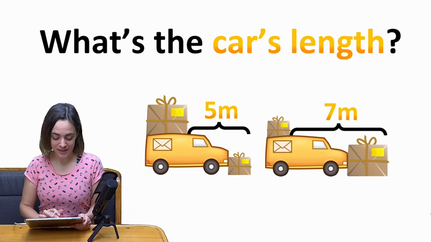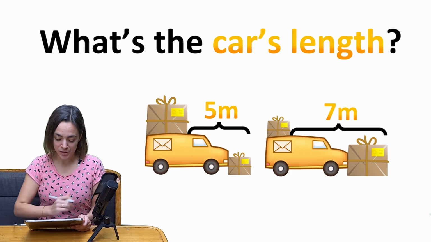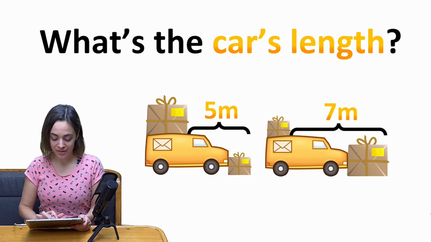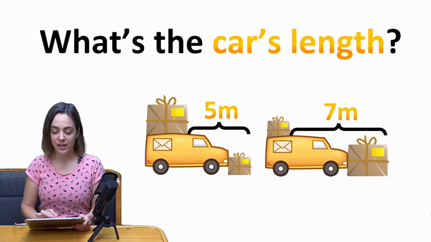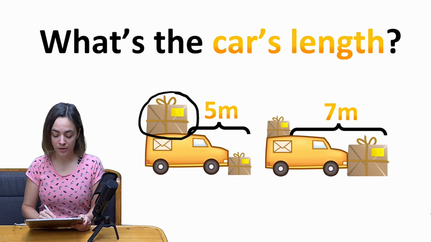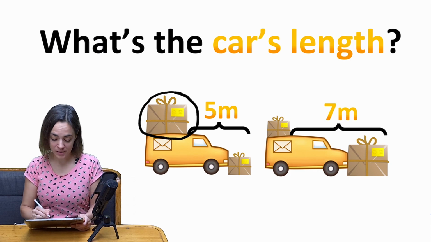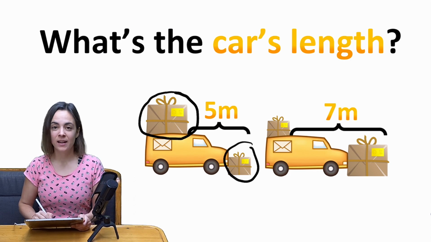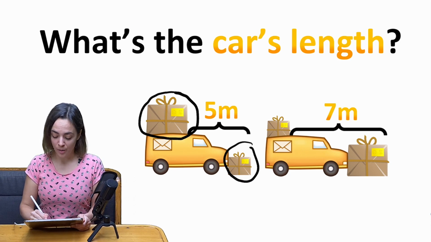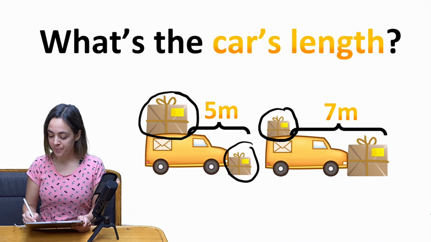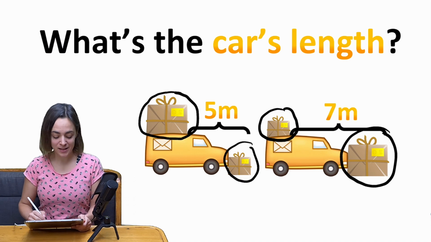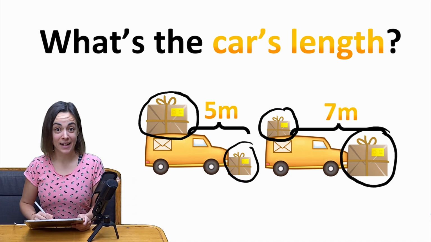Let's dive into it. As you can see, we have two images, and both images are showing the same car and the same boxes. The image on the left is showing the big box on the rooftop of the car and the smaller box right in front of it. The image on the right side is doing exactly the opposite. The small box is on top of the roof of the car and the big box is right in front of it. And then you can see two numbers, two lengths.